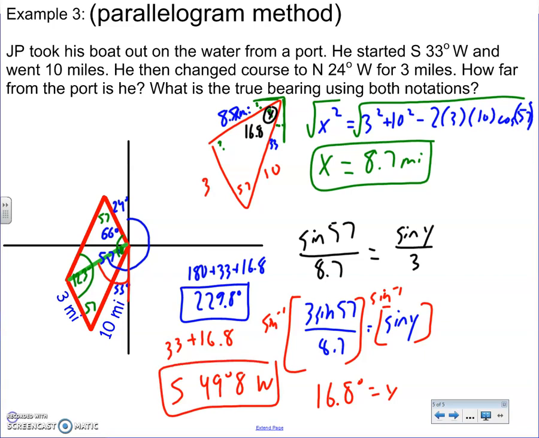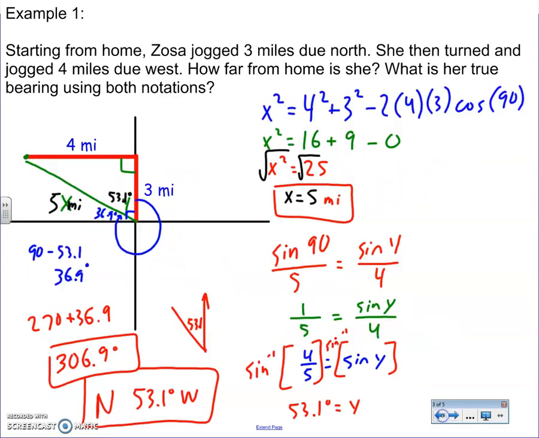All right. So that's it for the video. Also, last thing I mentioned, I did the adding method to find the true bearing, but there's a subtraction method as well. If I go back to this other one, so we got 306.9 degrees, and I did the 270 plus that 36.9. You could have done 360 minus that 53.1. Some people like subtracting more, and they'll still get the same answer, 306.9 degrees.